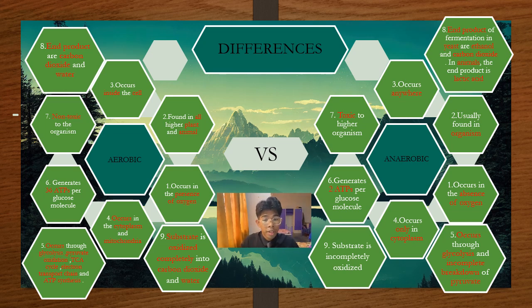The next one, the end products of aerobic respiration are carbon dioxide and water, while in anaerobic respiration, the end products of fermentation in yeast are ethanol and carbon dioxide. In animals, the end product is lactic acid. So we go down to the last one. In aerobic respiration, the substrate is oxidized completely into carbon dioxide and water, while in anaerobic respiration, the substrate is incompletely oxidized.